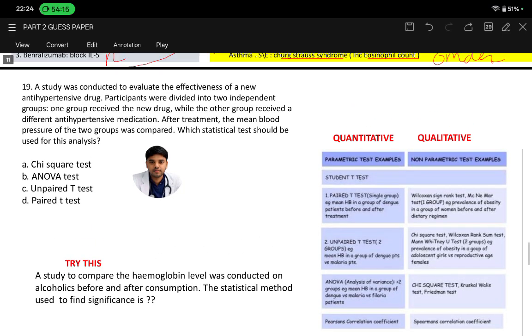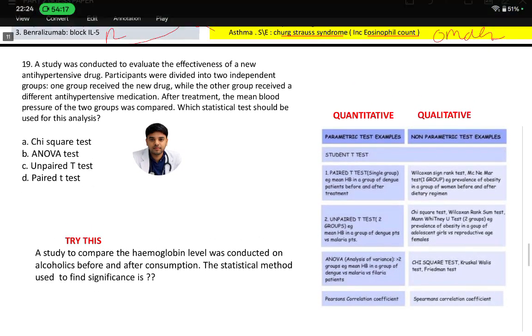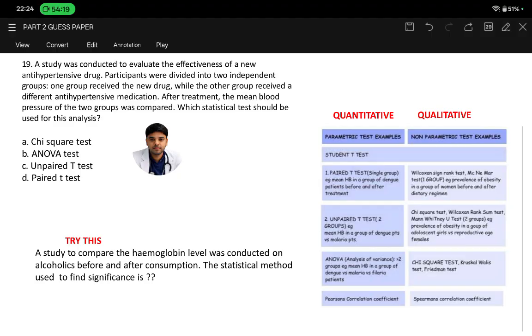Okay, next one. Tell the answer here. Answer, tell. Tell the answer. See here, unpaired t test.